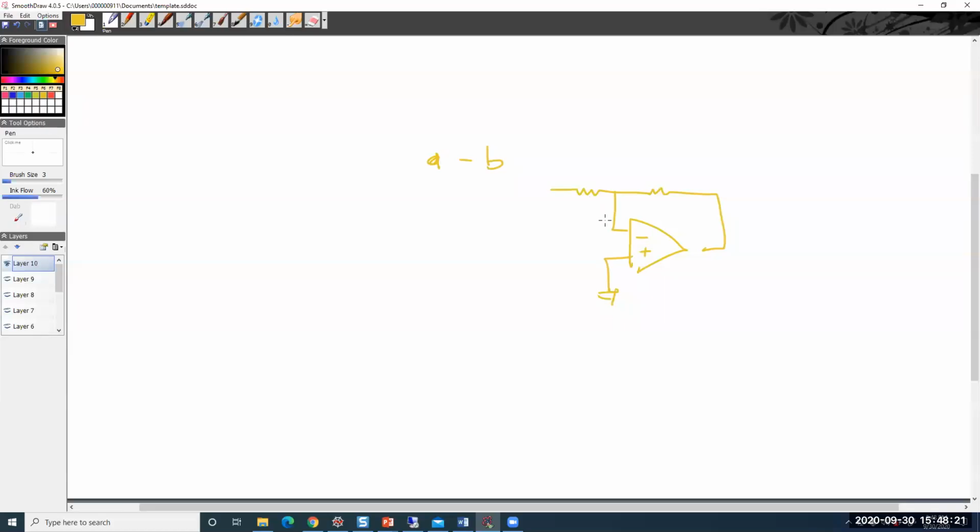And I can only use the inverting topology. Okay, I'm going to call that. All right. So if I put the B voltage here, sure, I'm going to get minus B RF over RB. But then how do I get a positive A? I need to invert A.